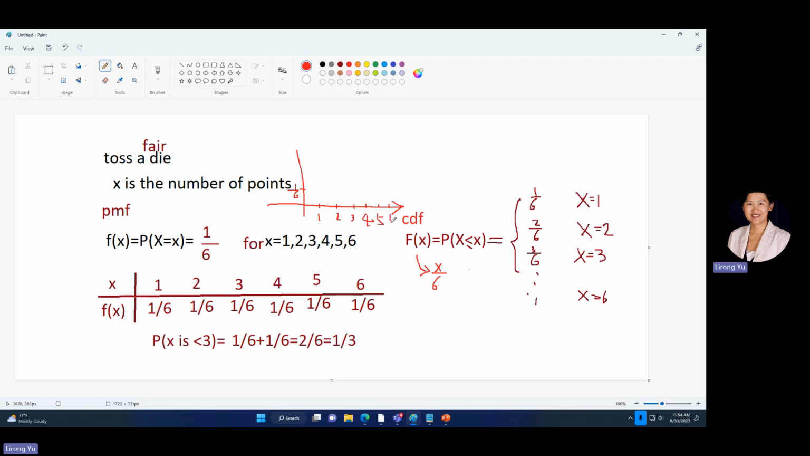4, 5, 6. So that we can use a little bar. So 1/6, 1/6, 1/6, 1/6, 1/6. So we can graphically display the probability mass function. You can do the same for the CDF, which is going to be this. There's going to be an increasing order there.